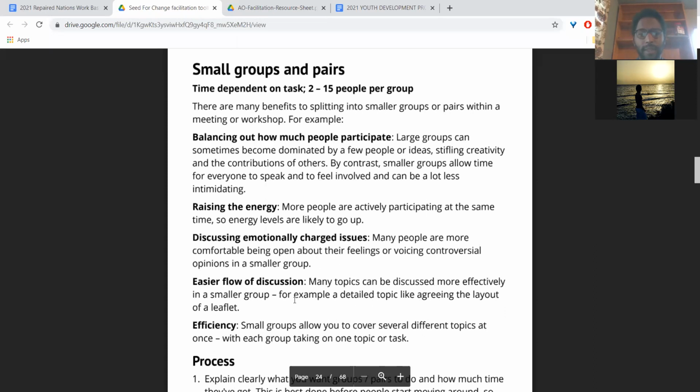And so this is also what this is talking about. The great thing about these small groups and pairs is that sometimes large groups can be dominated by a few people or ideas. So this is more about giving everyone the ability to speak. This group has also seen that it raises the energy because people are actively participating rather than just sitting around listening and maybe zoning out.